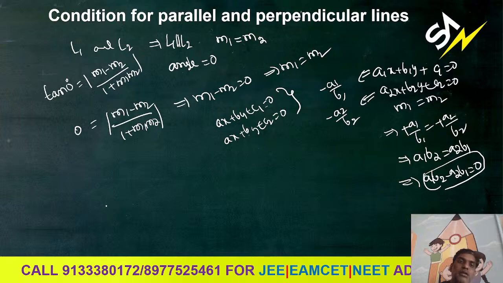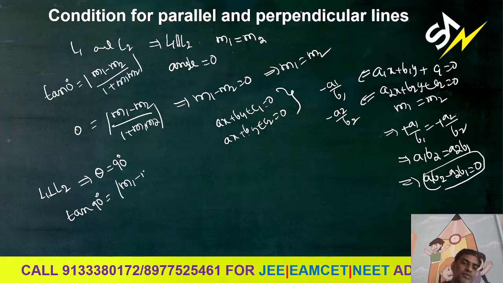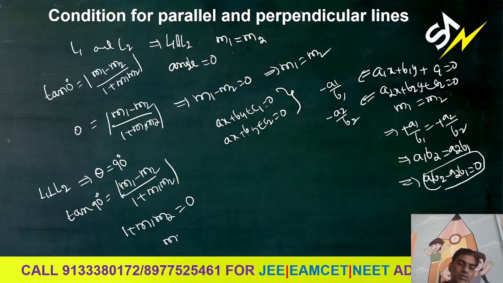perpendicular lines. If L1 is perpendicular to L2, what happens? The angle between the two straight lines will become 90. So tan 90 is equal to modulus of m1 minus m2 divided by 1 plus m1 m2. So the denominator will be 0, 1 plus m1 m2 equals 0. This implies m1 times m2 will be minus 1. So the product of their slopes is equal to minus 1.